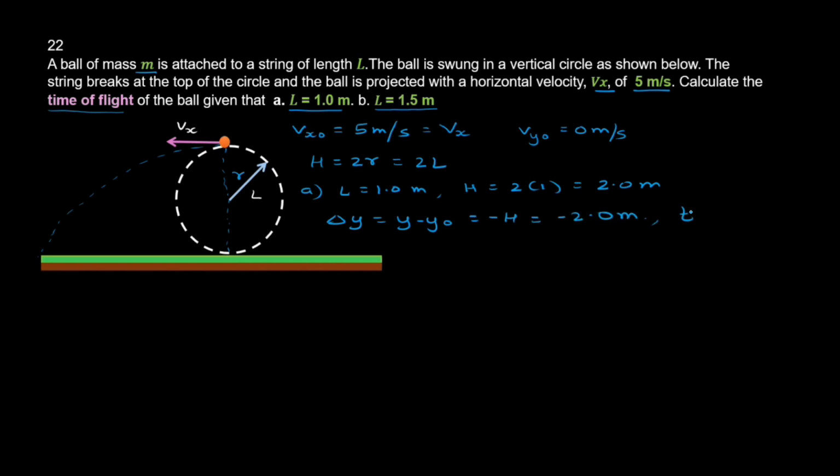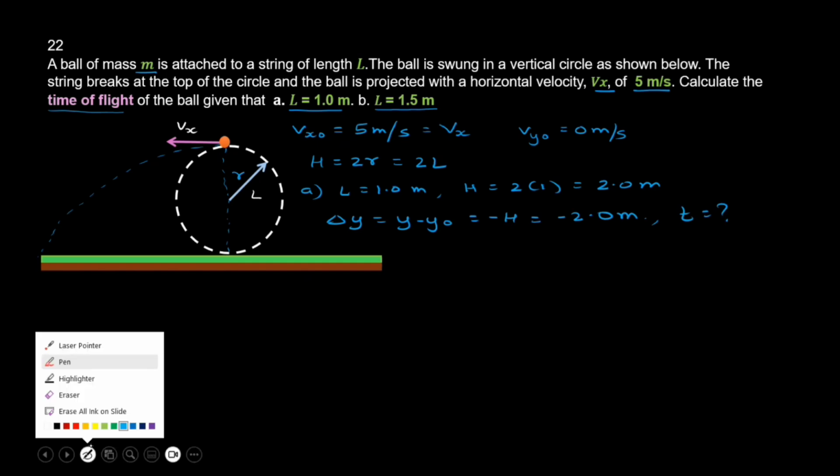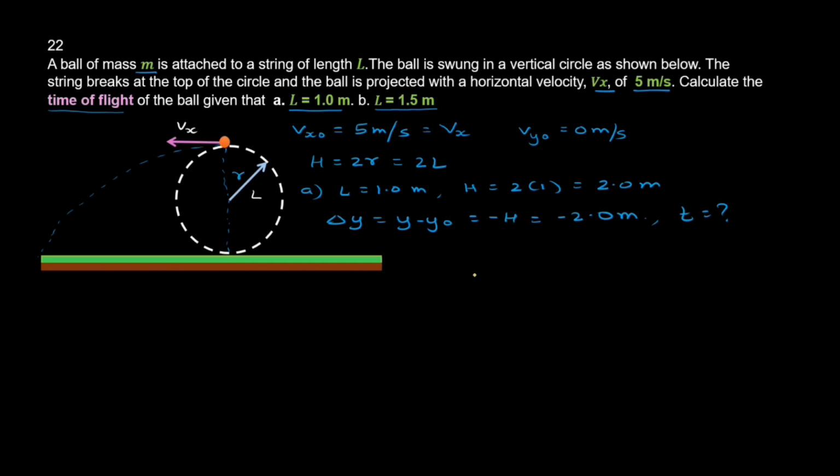We need to find the time of flight t. So now I'm going to use the equation of motion to solve this. We will use the first equation of motion, which says y minus y0 is equal to v initial t plus half a t squared. We are using the y component for this equation because we know what is delta y, we know what is initial y velocity, and we know the acceleration along the y-axis, which is equal to acceleration due to gravity g, that is equal to negative 9.81 meter per second squared.